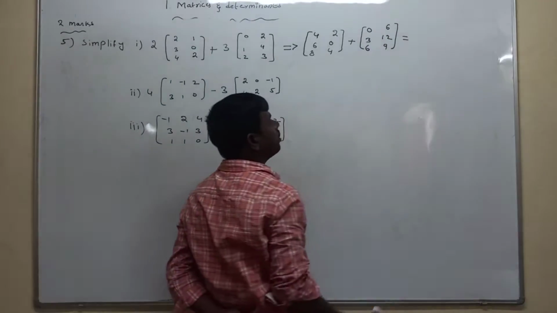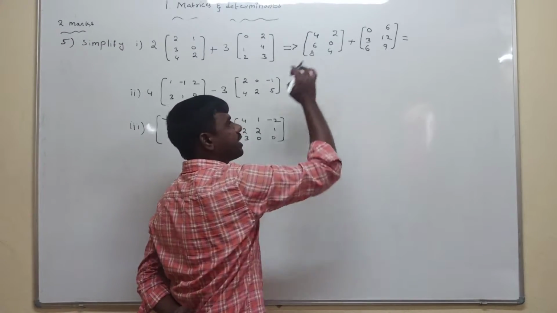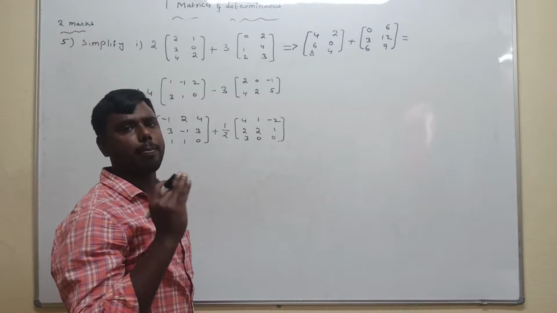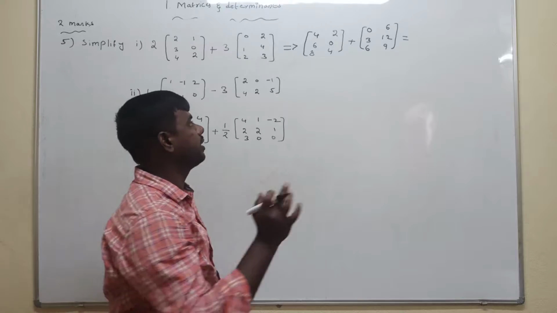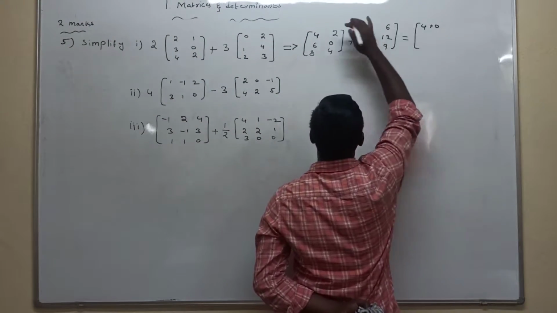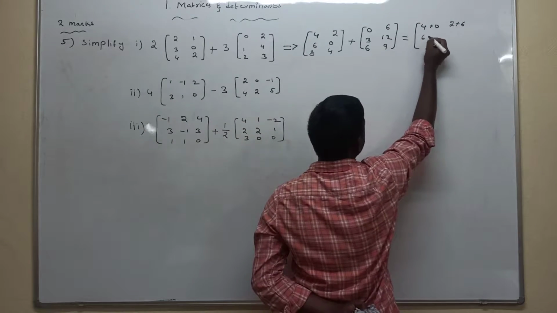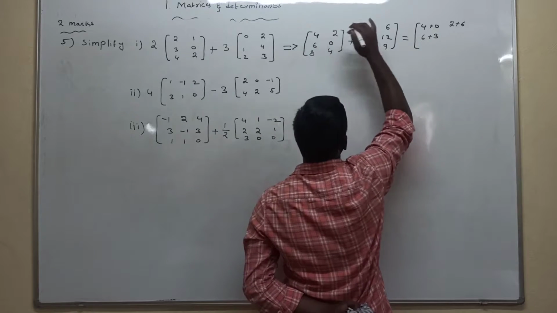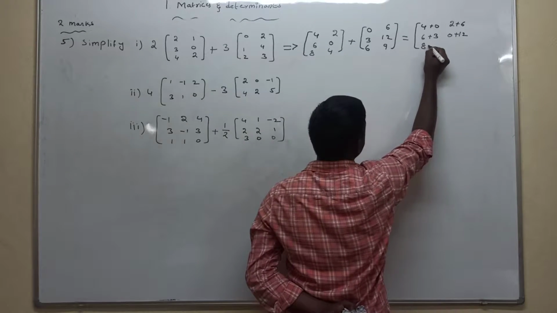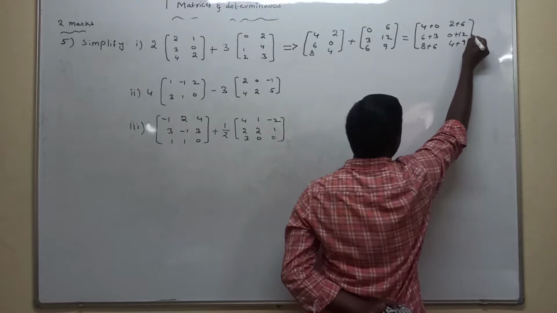After that, we are adding corresponding elements. The condition for addition of two matrices is that we add corresponding elements, that is, first element plus first element, second element plus second element, like that. First element plus first element, 4 plus 0, next 2 plus 6, next 6 plus 3, next 0 plus 12, next 8 plus 6, next 4 plus 5. We are adding corresponding elements.